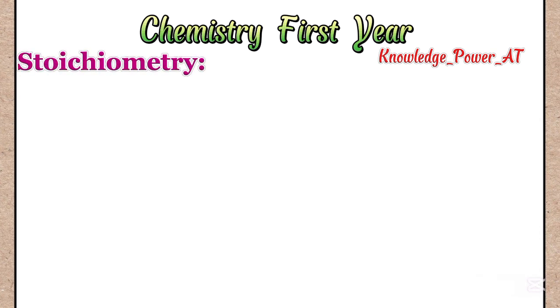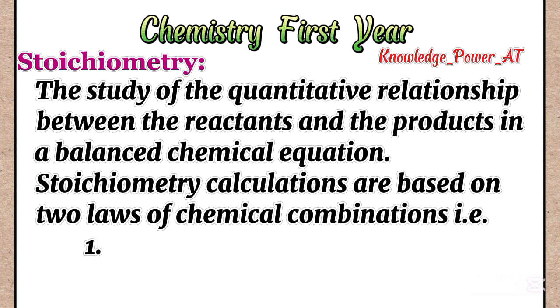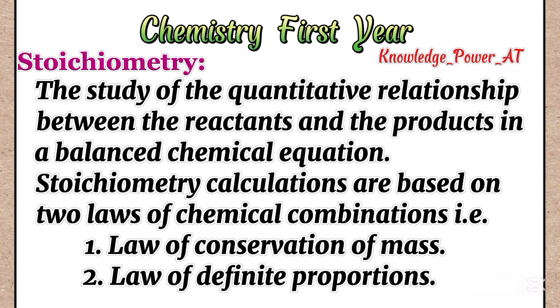Stoichiometry. The study of the quantitative relationship between the reactants and the products in a balanced chemical equation. Stoichiometric calculations are based on 2 laws of chemical combination, i.e. point 1, law of conservation of mass, point 2, law of definite proportions.